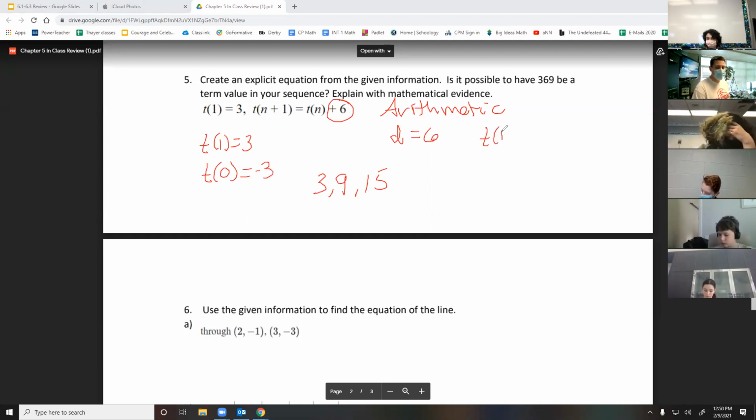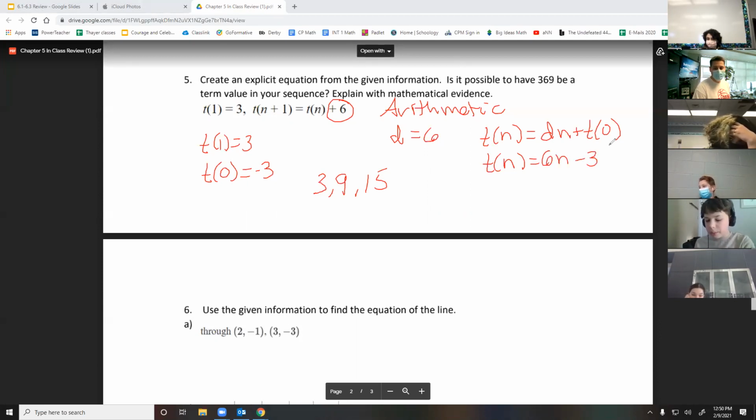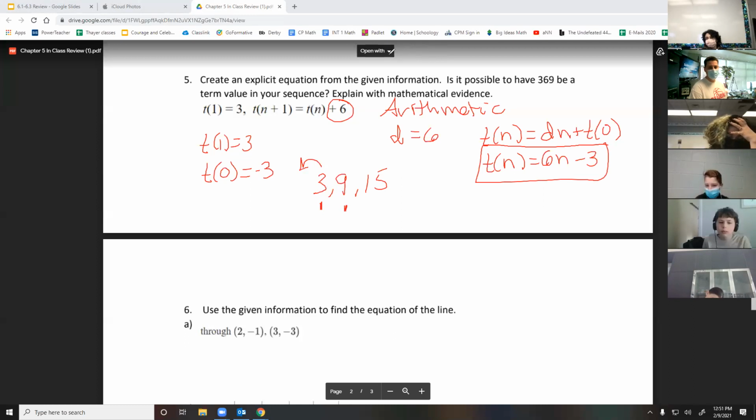So you want to write an equation that looks like this. So our equation is t of n equals 6 times n minus 3. That is your explicit equation. I identified the common difference. I worked my pattern backwards from t of 1 right here, and went backwards to get t of 0. And that's how I got the pieces I needed.